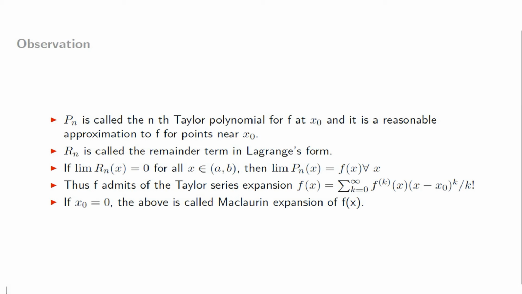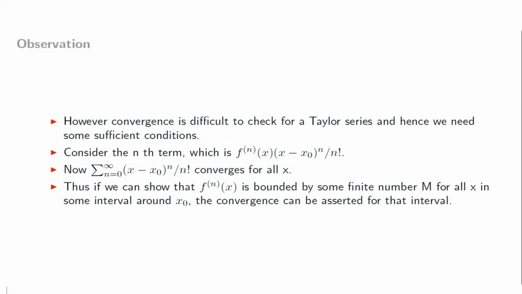Thus, f admits the Taylor series expansion, which is summation k from 0 to infinity, the kth order derivative of f(x) multiplied by x minus x naught whole to the power k divided by k factorial. If x naught equal to 0, the above is called Maclaurin's expansion of f(x). However, convergence is difficult to check.